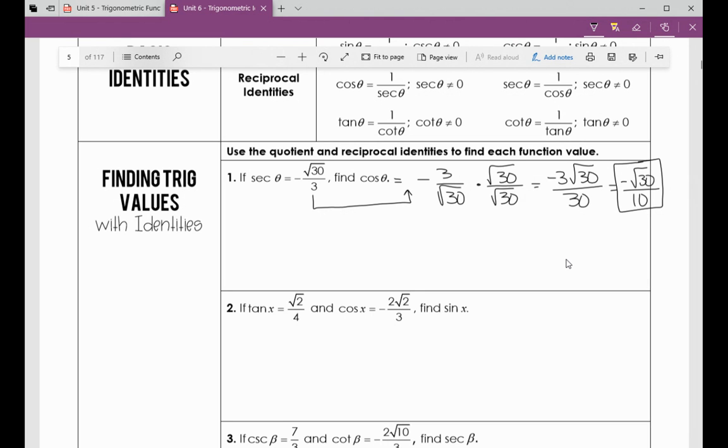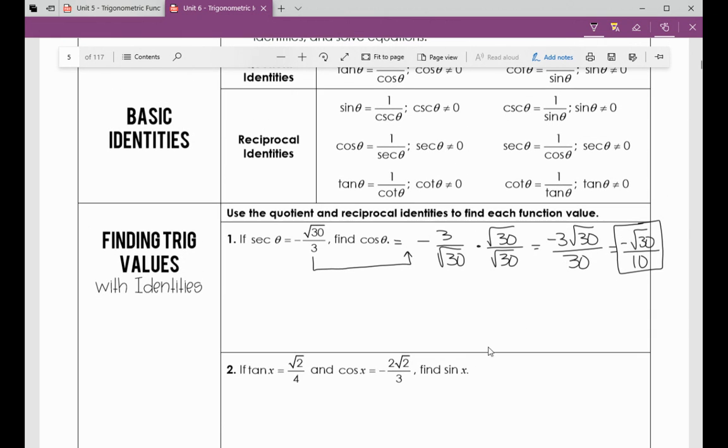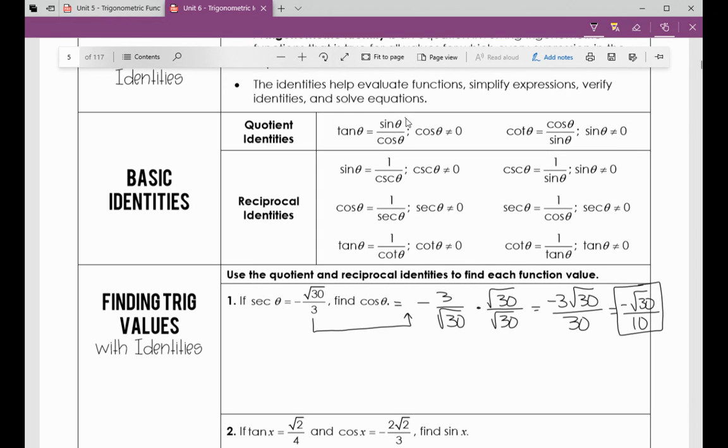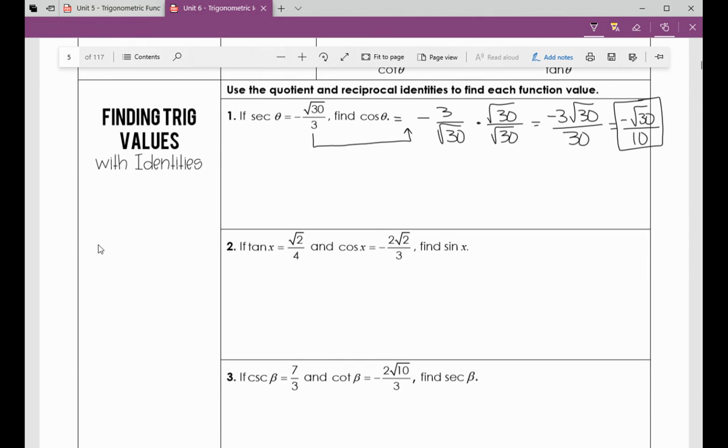Now, when I look at these properties, I don't see a direct relationship from tangent to cosine to sine. But what I do see is this property right here that kind of relates all three of them together. Tangent is sine over cosine. So I'm going to use that property, and I'm going to do a whole lot of math. So tangent x equals sine x over cosine x. That's the formula or identity that I just pulled from the list. So I'm going to put tangent in, that's square root 2 over 4, equals sine x, because that's what we're solving for, over -2 square roots of 2 over 3.